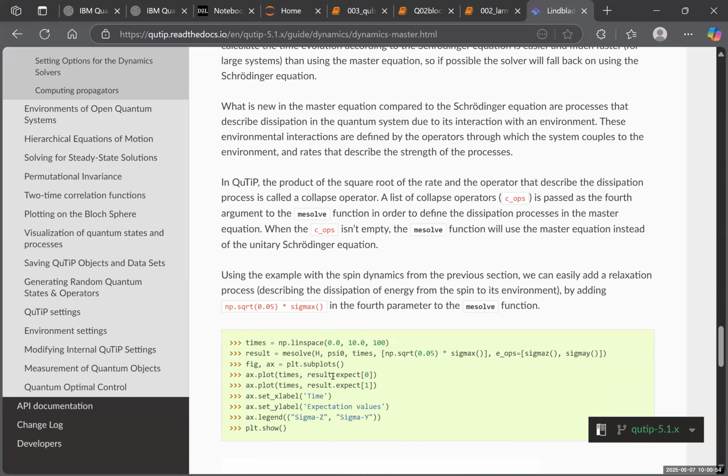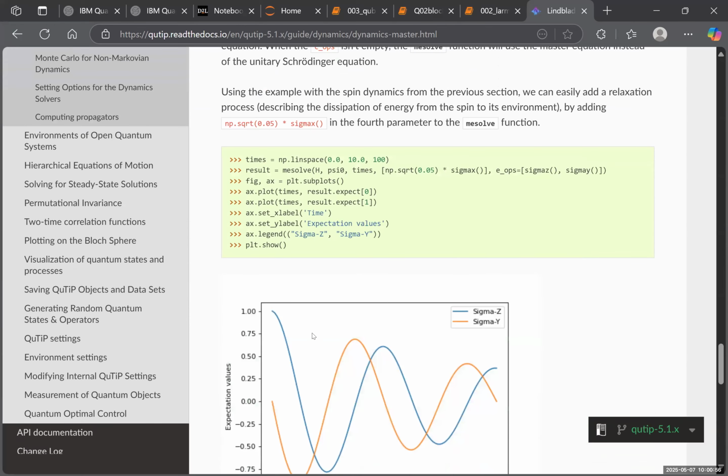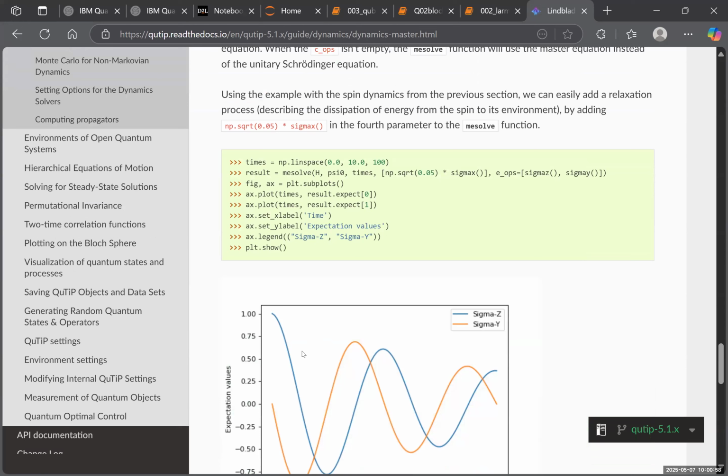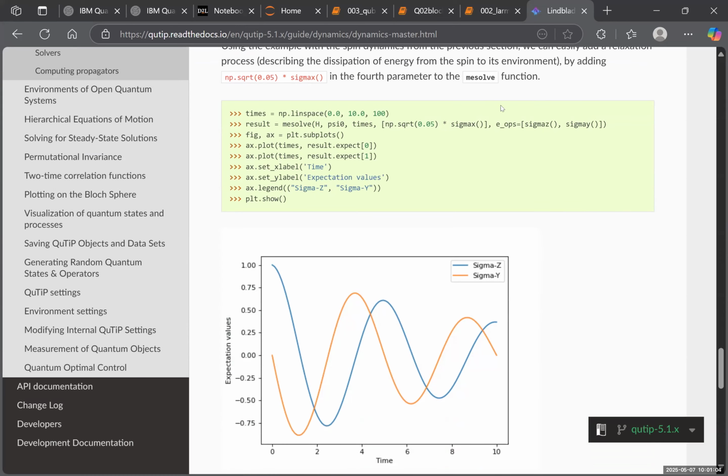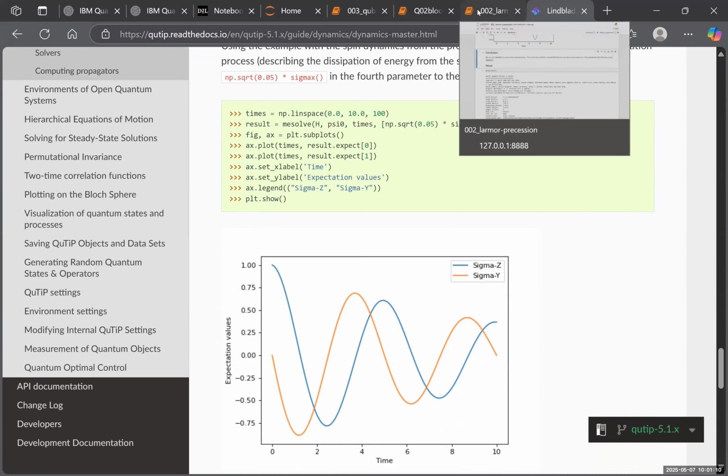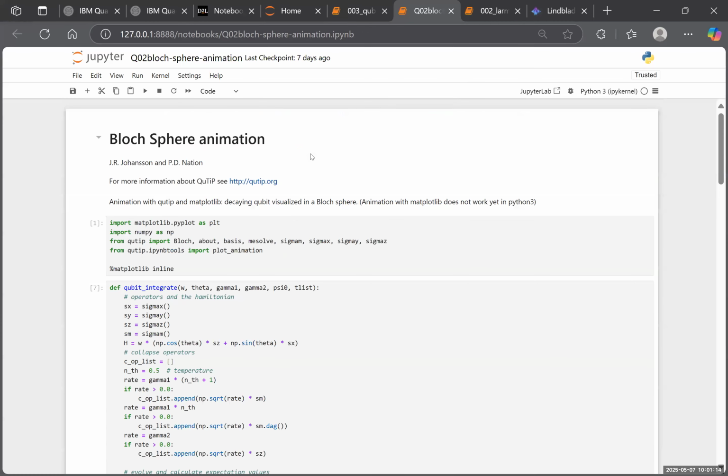Yeah, so the example, we can see the example. As you expect, if you don't have coupling to the environment, a single qubit with an external field, you will see oscillation, perfect oscillation. With coupling to the environment, you expect to see decay. So this one.